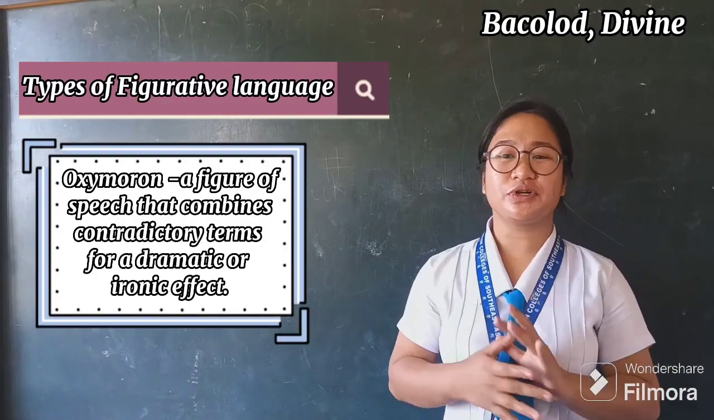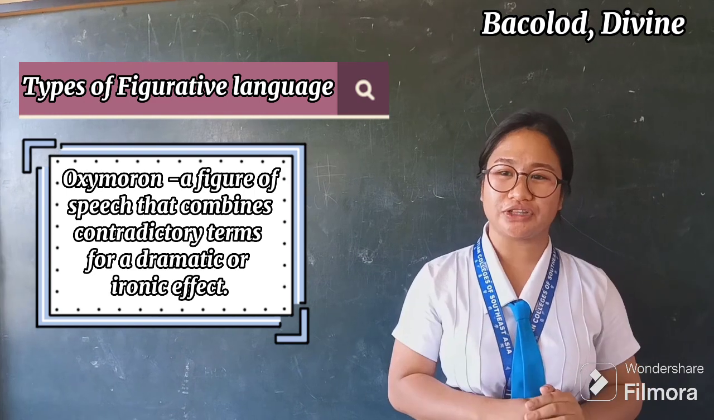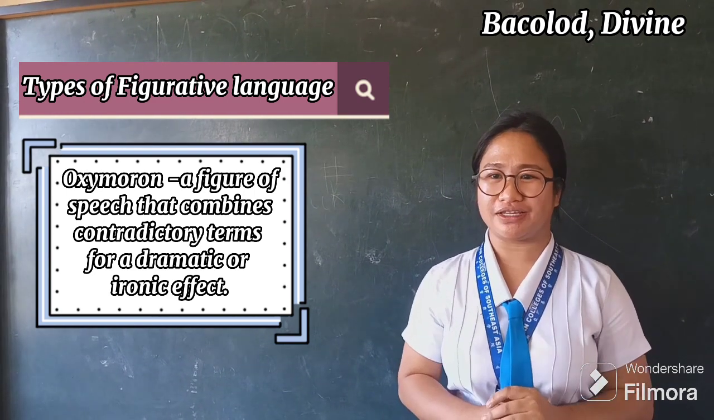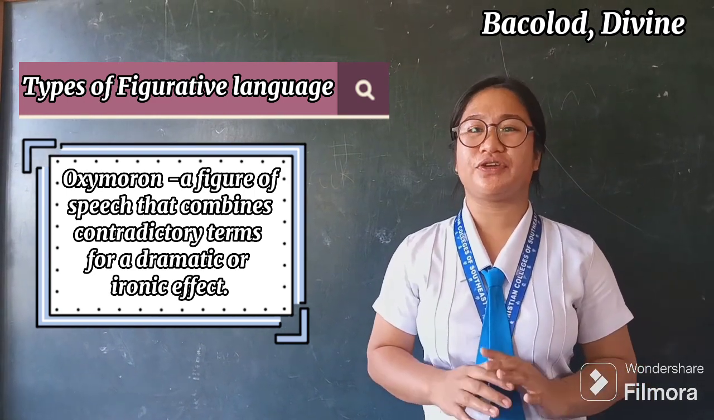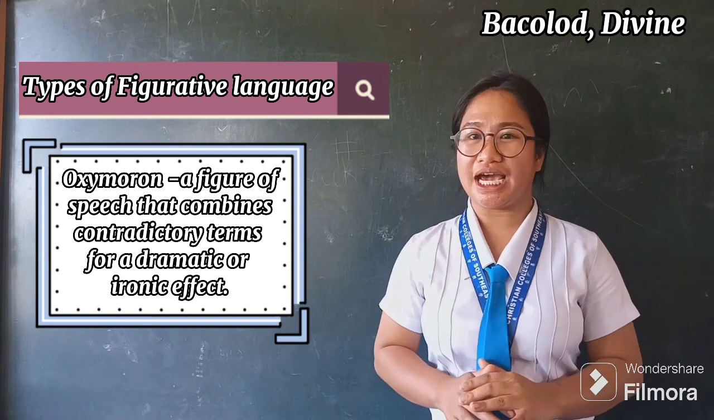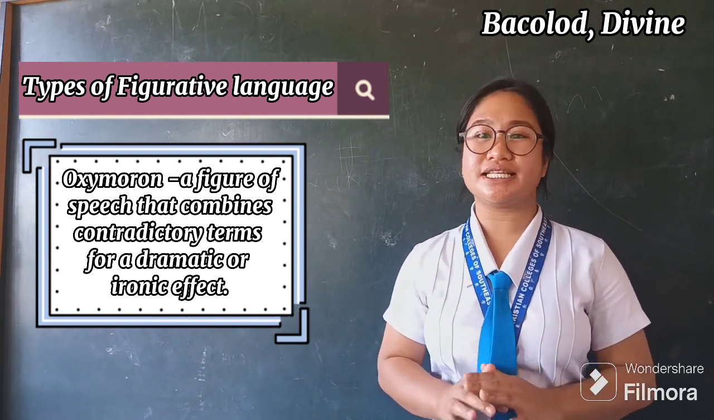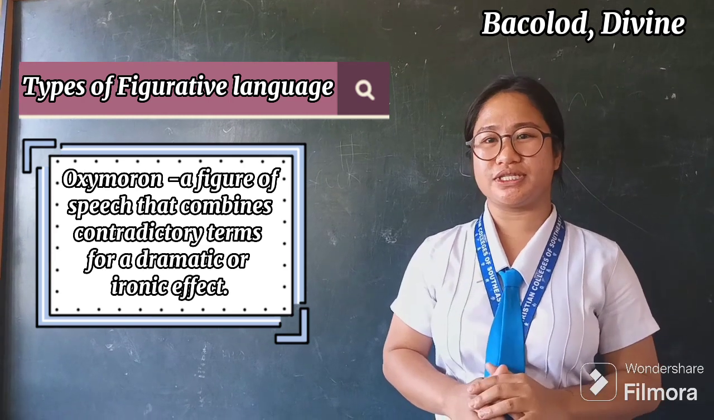Next, the oxymoron. Oxymoron is a figure of speech that combines contradictory terms for a dramatic or ironic effect. For example, the jumbo shrimp is a favorite of customers. The loud silence of night keeps him awake. An ever-flowing stillness of water, the river cuts through the woods.